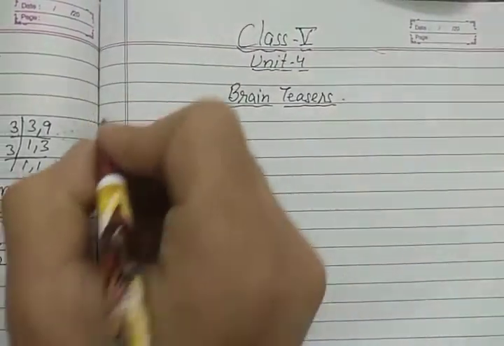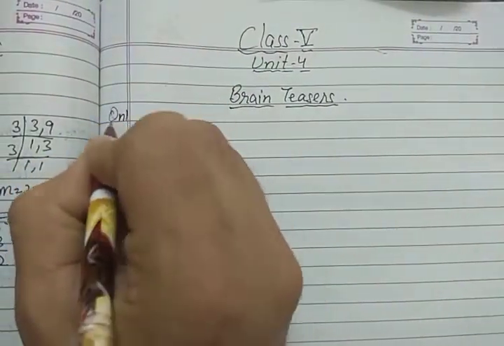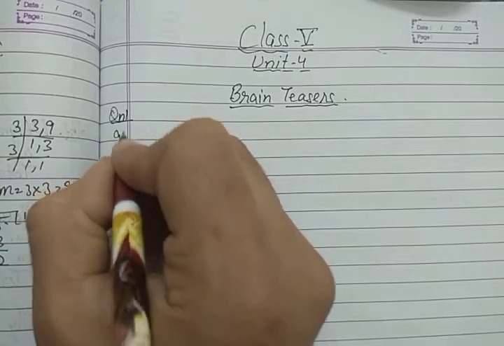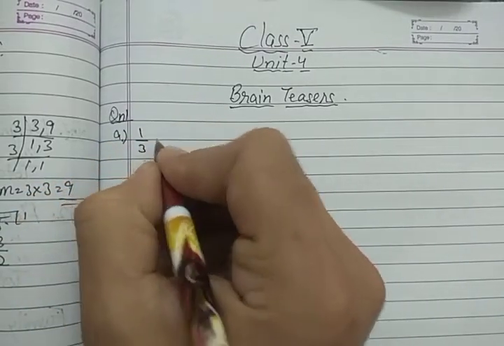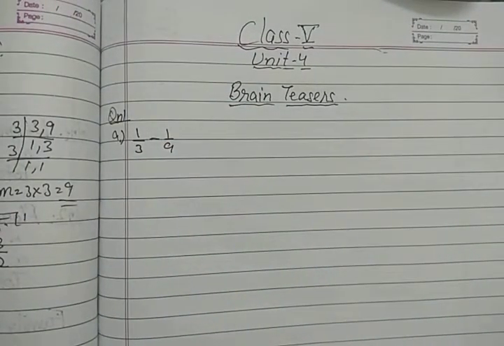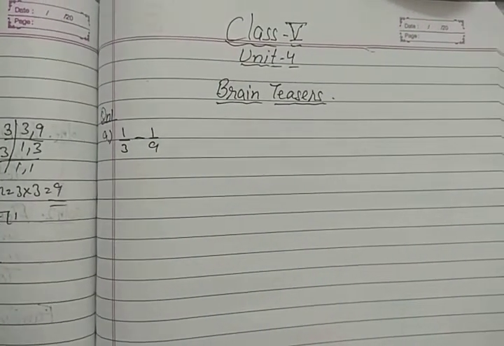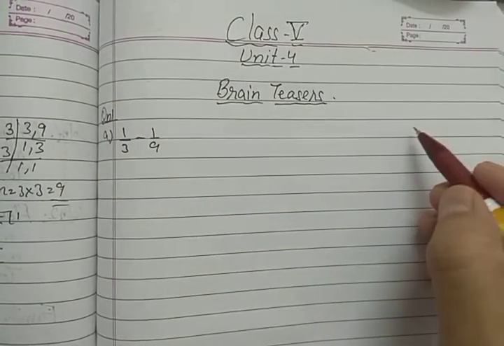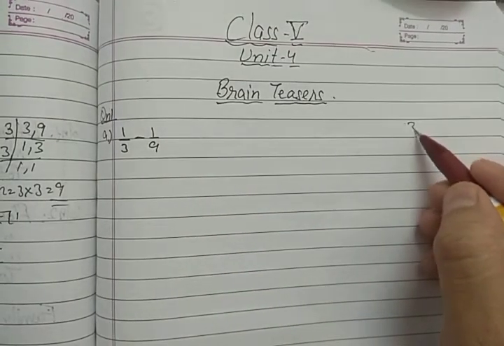So question number 1, multiple choice question. Take the correct option. A part is 1 upon 3 minus 1 upon 9. So do you remember how to subtract the fractions? Yes, we have to take the LCM first. So LCM of 3 and 9 is 9.